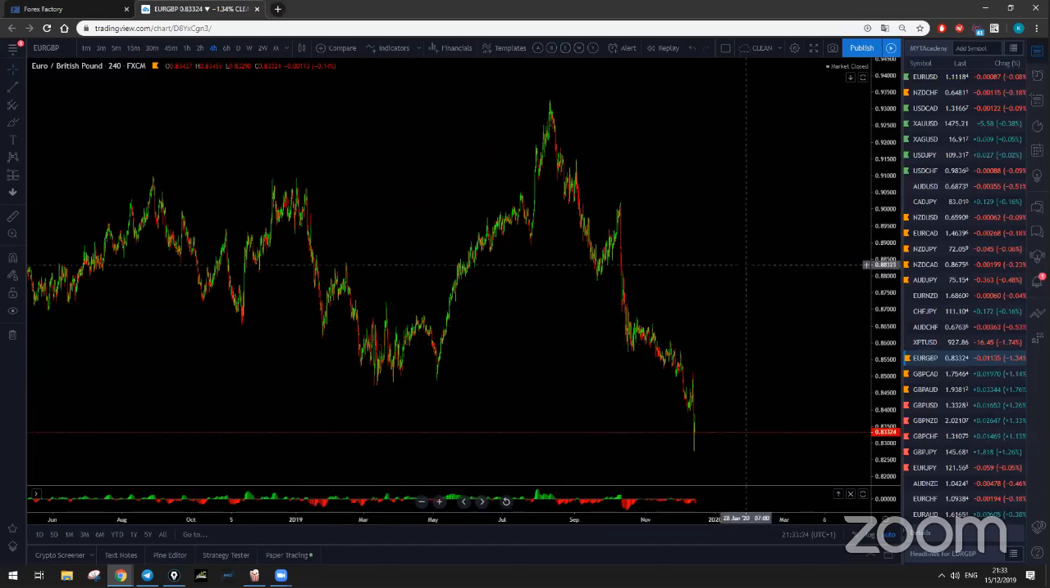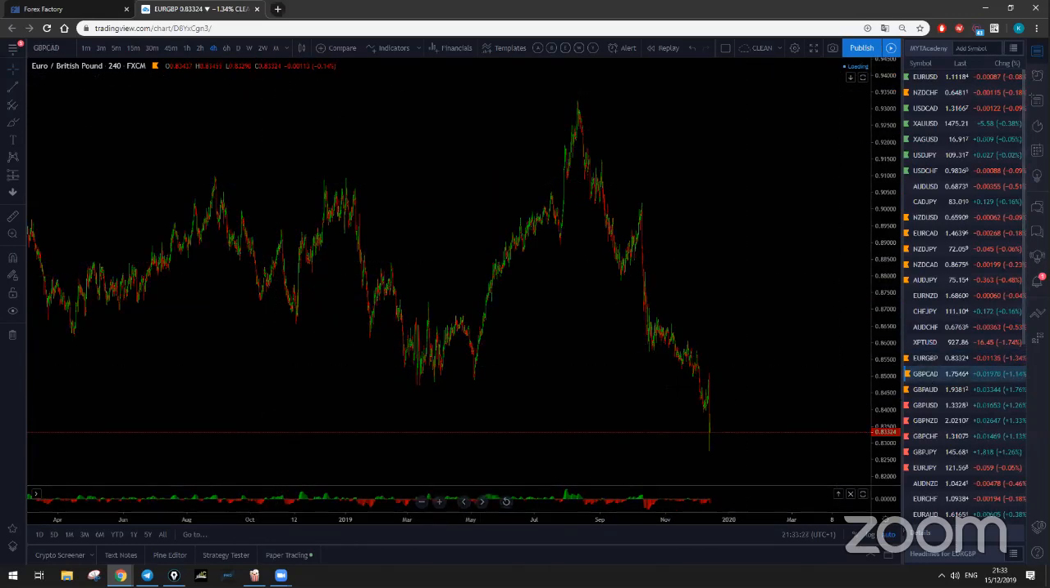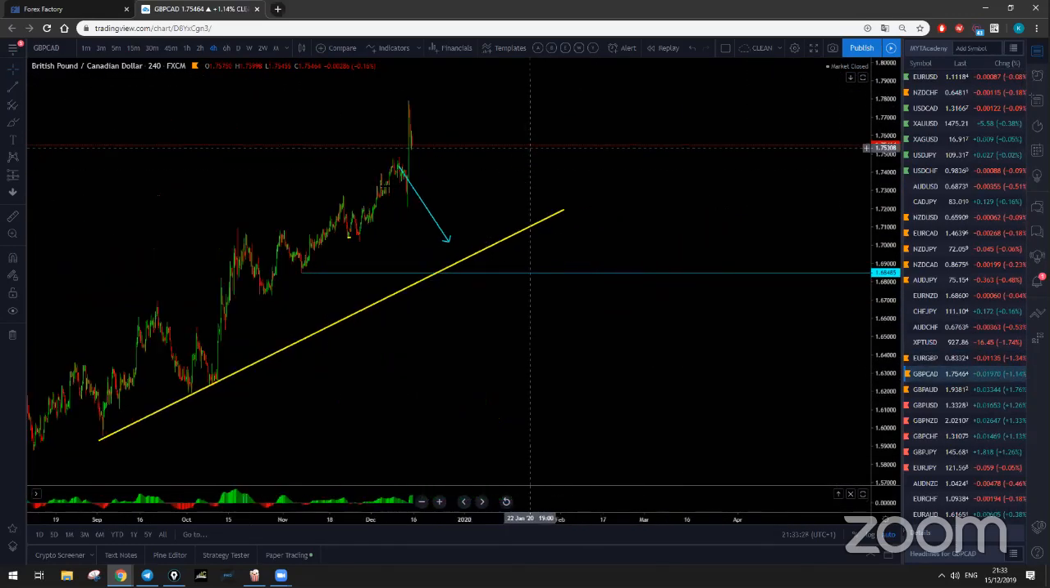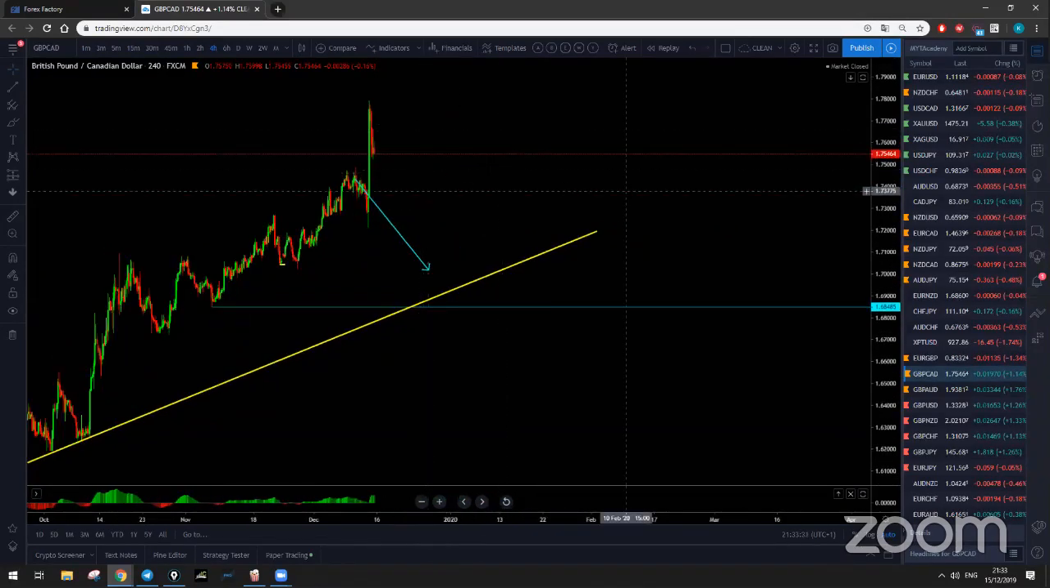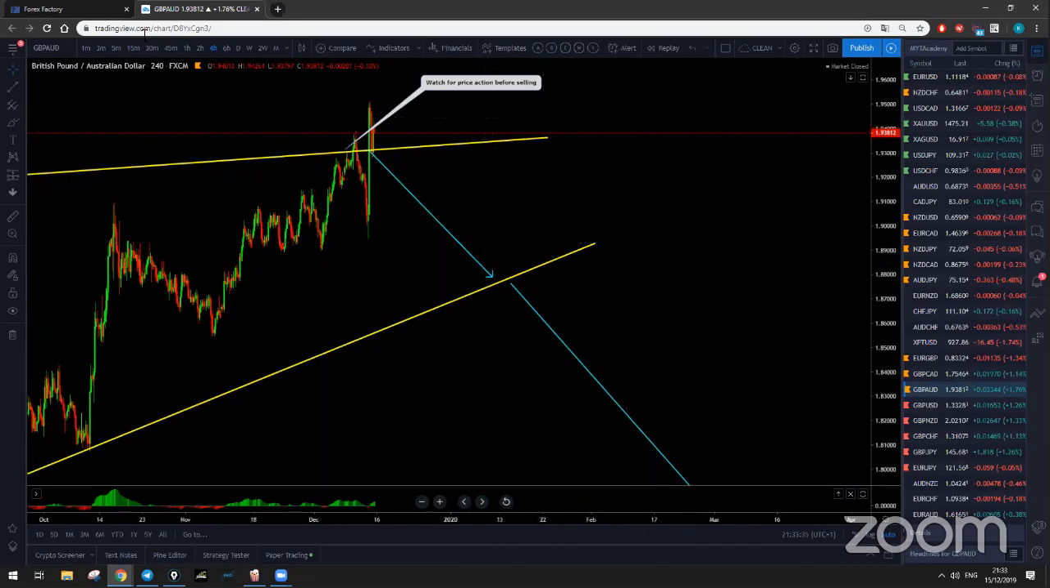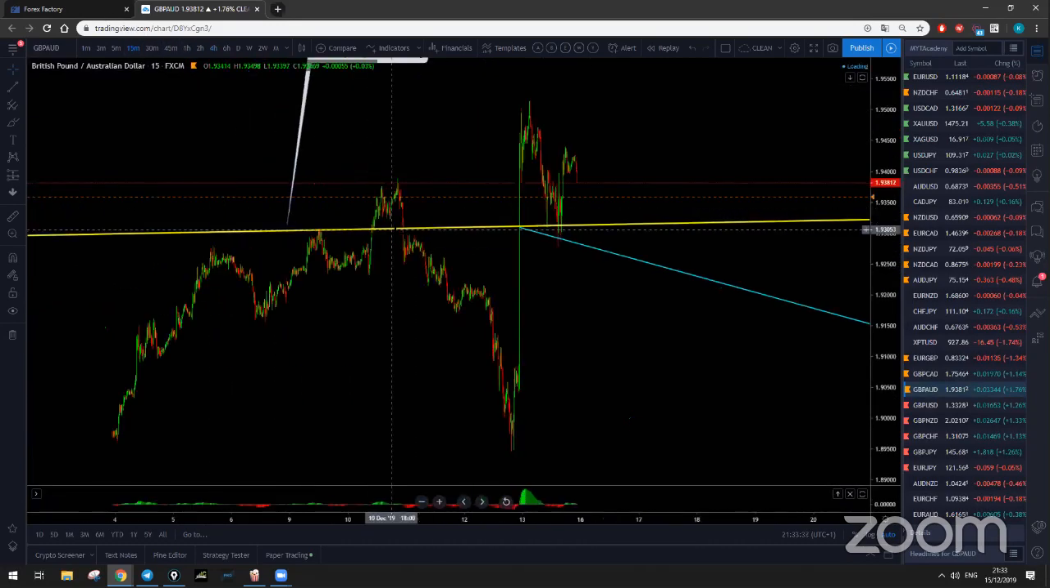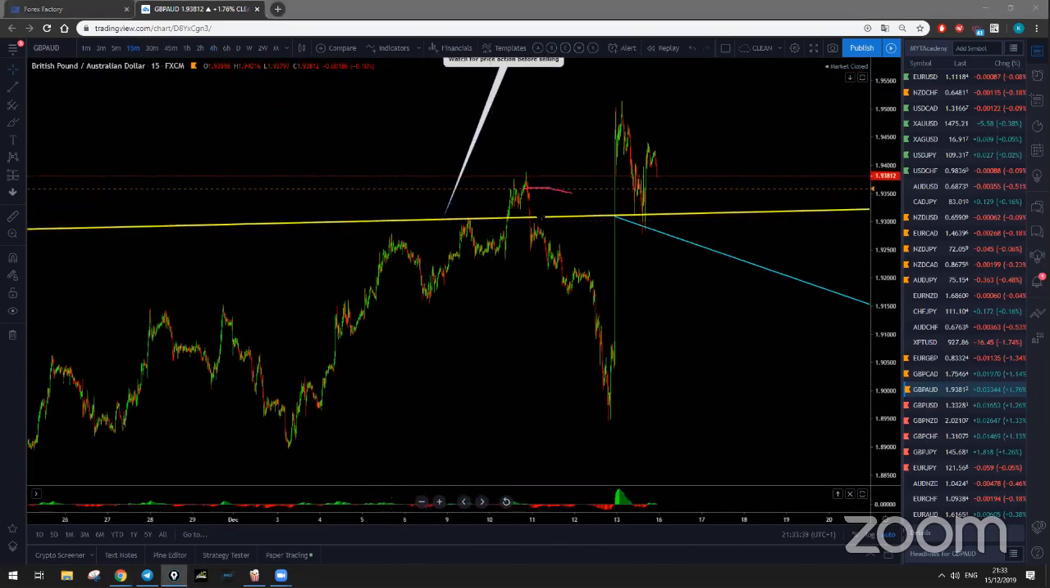EURGBP. Pound pairs are really nice trades, and I didn't take that buy. Let me show you why. Pound Aussie was my trade. I was the seller from there. Price went down and hit me with a break even trade.